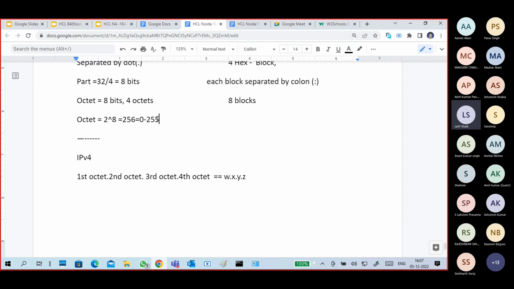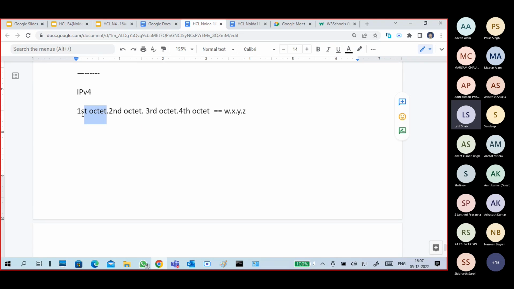As I said, one octet is 0 to 255, so the values can be 0, 1, 2, 3 up to 255. If any octet is more than 255, it is invalid. The first IP address in IPv4 is 0.0.0.0, and the last IP address is 255.255.255.255. You know how it goes: 0.0.0.0, then 0.0.0.1, and it keeps going.